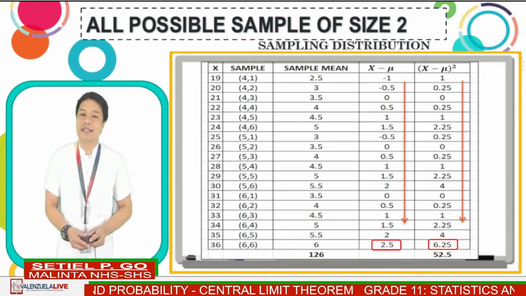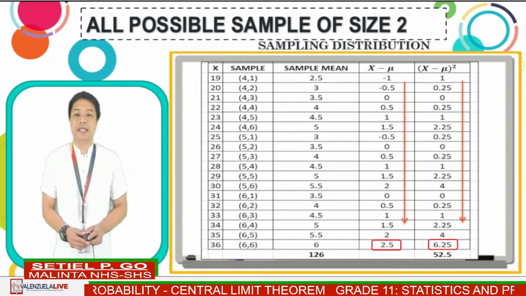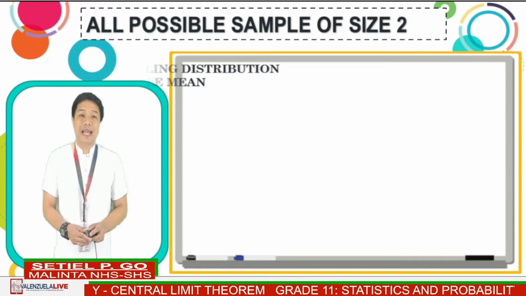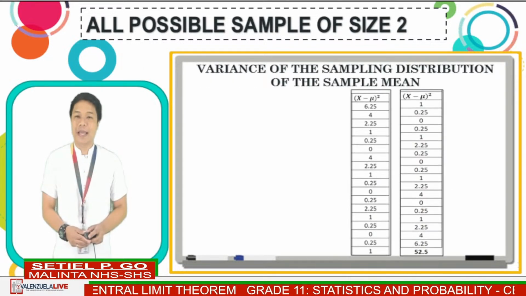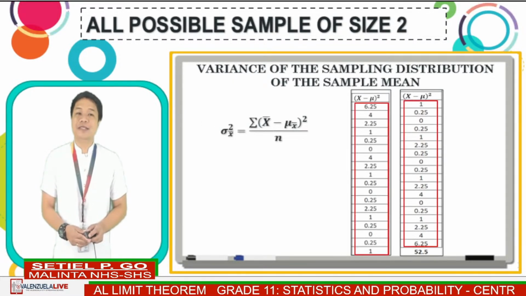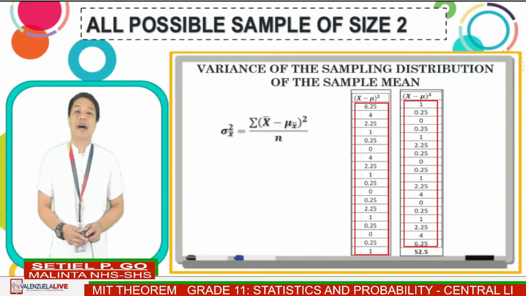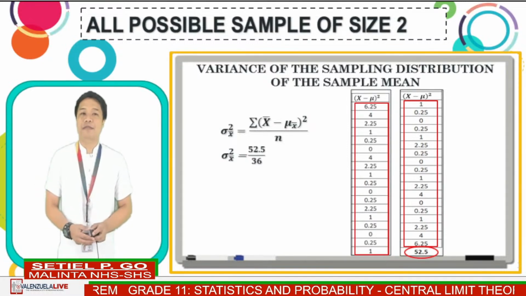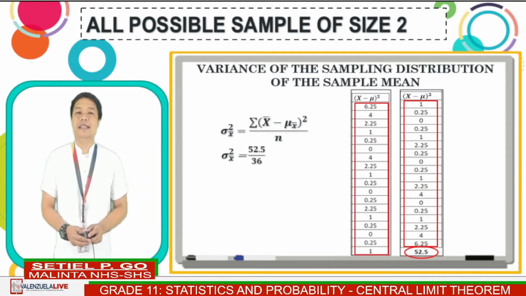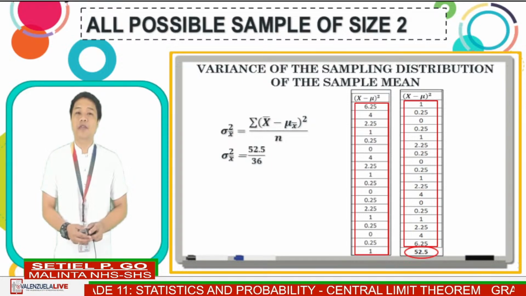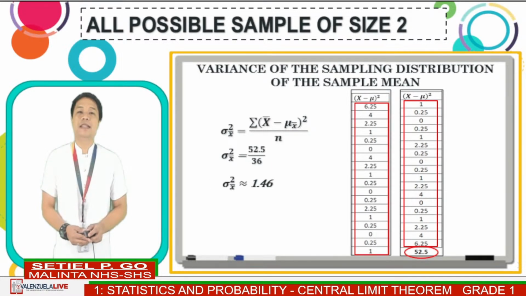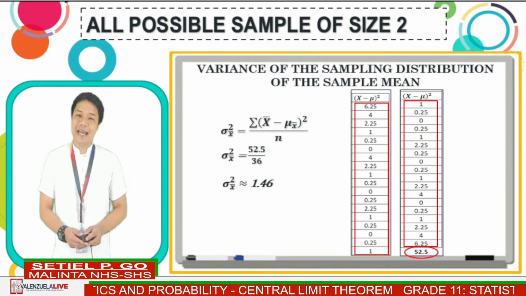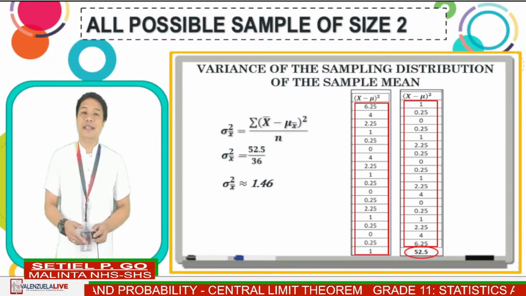Then compute for the variance of the sampling distribution of the sample mean. To solve for the variance, we need to get the summation of the data of the last column, which is 52.5. Now, substituting in the formula, we have the variance of the sampling distribution equal to 52.5 over 36. The result is approximately equal to 1.46. Then lastly, we need to find the standard deviation using the given formula.